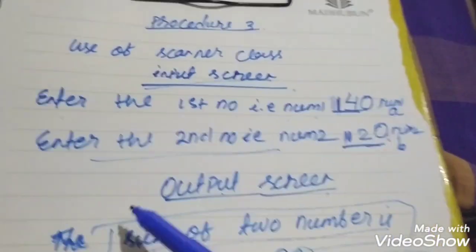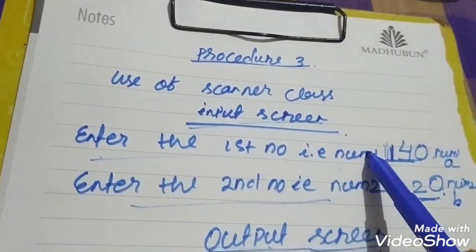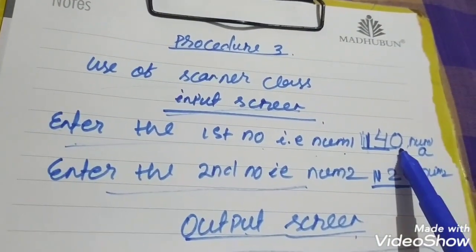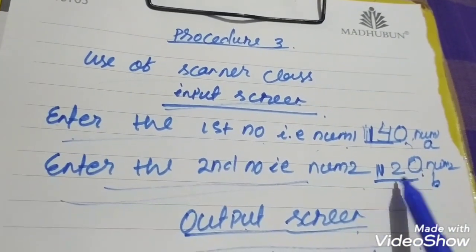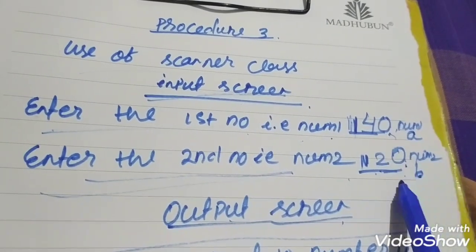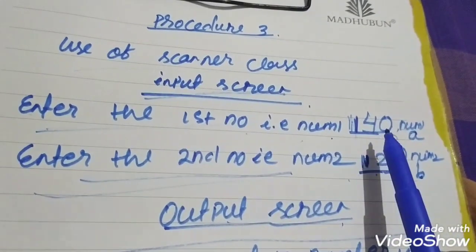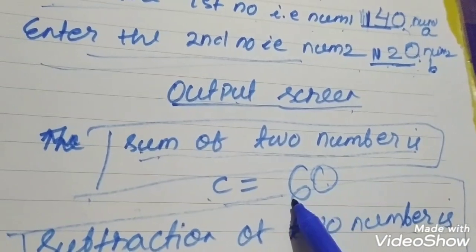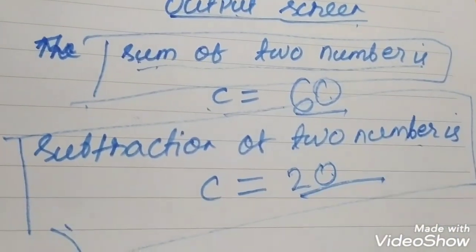And the input screen, that is, enter the first number, will ask the user to put the value. Enter the second number, and the user has to put the value. These two values, num1 and num2, will be replaced by a and b used in the procedures, and according to the values, the result has to be displayed.